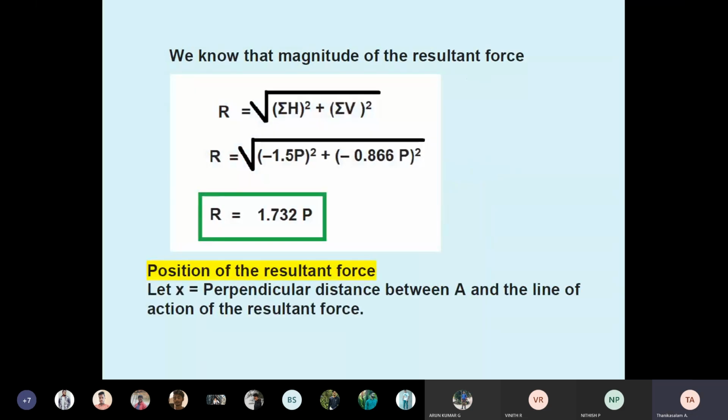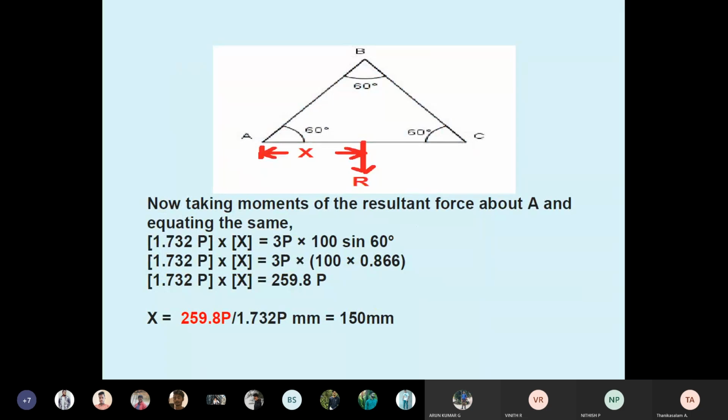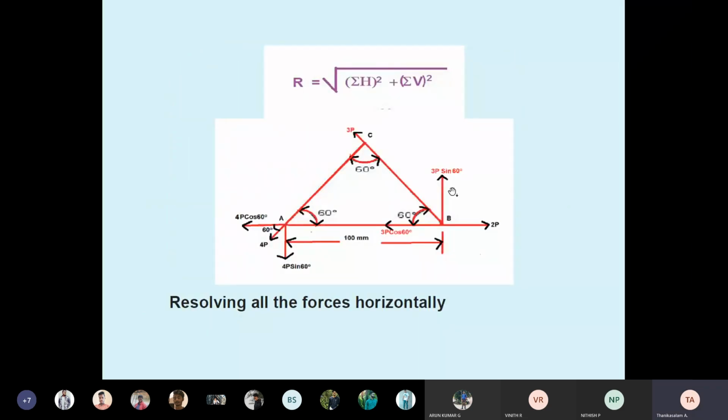Then I calculated the resultant and applied the work done theorem. The resultant force moment is the summation of individual force moments. So R into X, and the individual force moment is only 3p sin 60. What about other forces? Other forces go to A or start from A, so their line of action passes through A and they do not give any moment. 2p is acting from A, its line of action goes to A directly, like horizontal. 3p cos 60 goes to A and 4p sin 60 acting from A does not give moment.